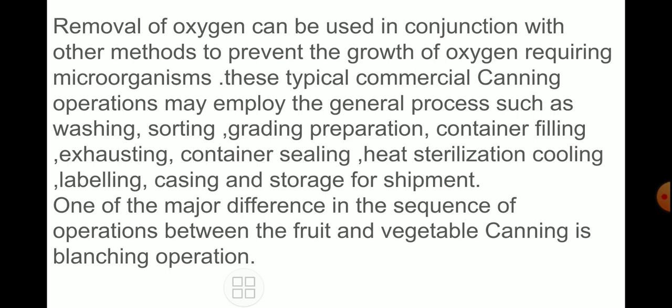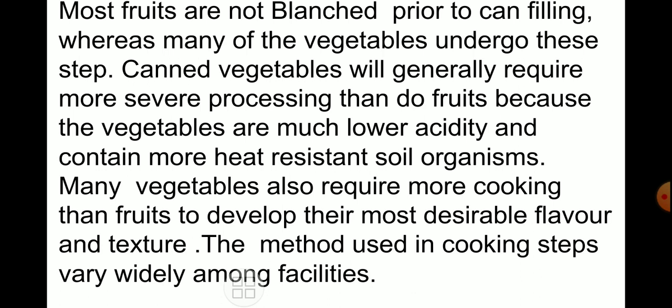One of the major differences in the sequence of operations between fruit and vegetable canning is the blanching operation, isn't it? Most of the fruits are not blanched prior to can filling, whereas many vegetables undergo this step. Canned vegetables generally require more severe processing than fruits because vegetables have much lower acidity and contain more heat resistant soil organisms.